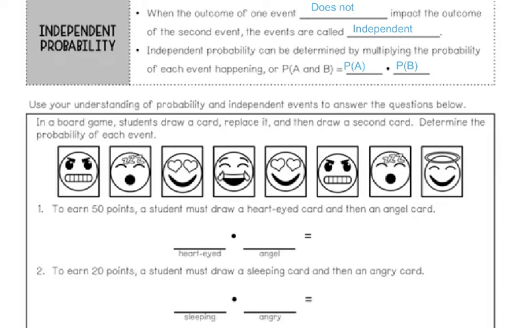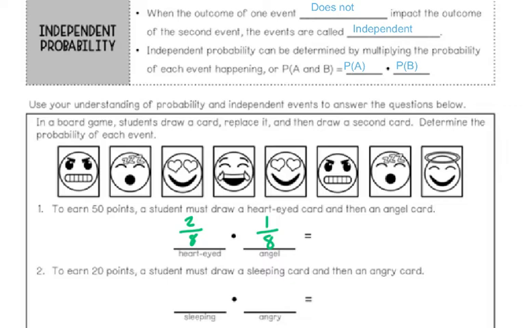So the first problem says to earn 50 points, a student must draw a heart-eyed card and then an angel card. So first we're going to figure out what the probability of drawing a heart-eyed card is. Out of our total of 8 cards here, there are 2 cards with hearts. So the probability of drawing a heart-eyed card is 2 out of 8. Then we need to draw an angel card. So again, out of the total cards here, there is 1 angel card, and there is still a total of 8 cards. So the probability of drawing an angel card is 1 out of 8.